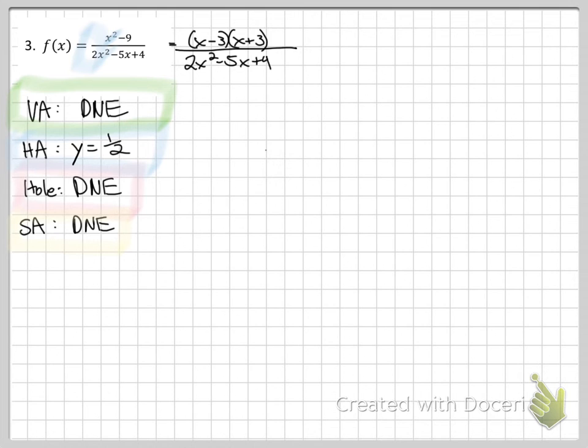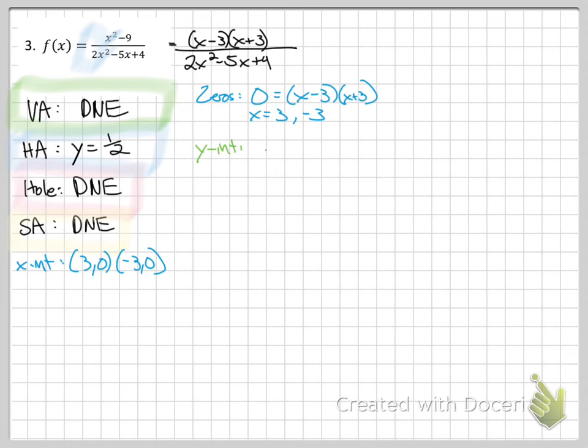First, we can do zeros. Again, top doesn't matter for zeros, so it's just the bottom. That gives me x equals 3 and -3. So x-intercepts 3, 0. -3, 0. Y-intercept. Everything else becomes 0.